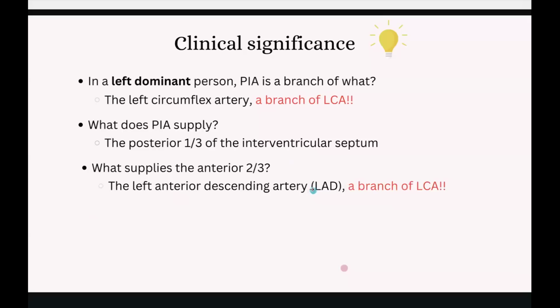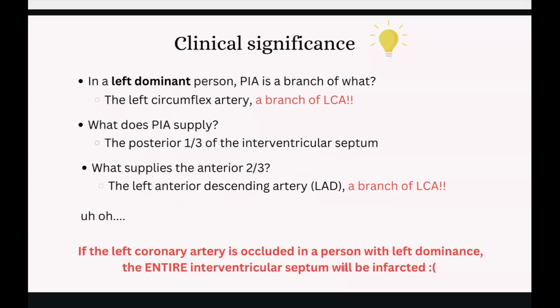Now, if you notice in left dominance, the problem will be that the anterior 2/3 and the posterior 1/3 will both be supplied by a branch of the left coronary artery. So that is a big problem. And the main significance of this is, as I said, if the left coronary artery is occluded for any reason, atherosclerosis or any coronary artery disease, you'll get an occlusion in the left coronary artery, and the whole interventricular septum will not have any blood supply, and it will be infarcted and die. So yeah, this is a very important concept. Please focus on it for your OSPEs and MCQs and everything.